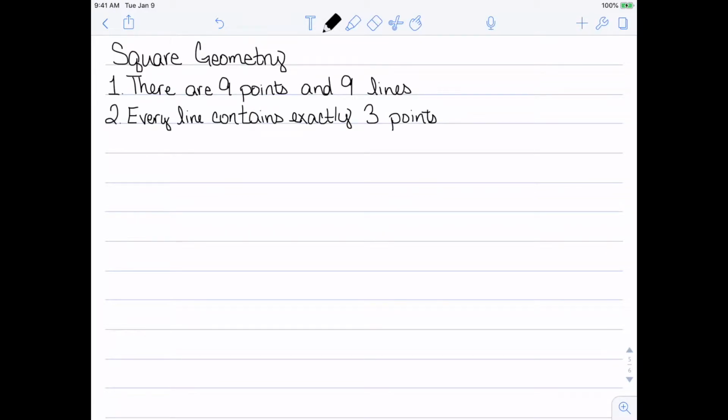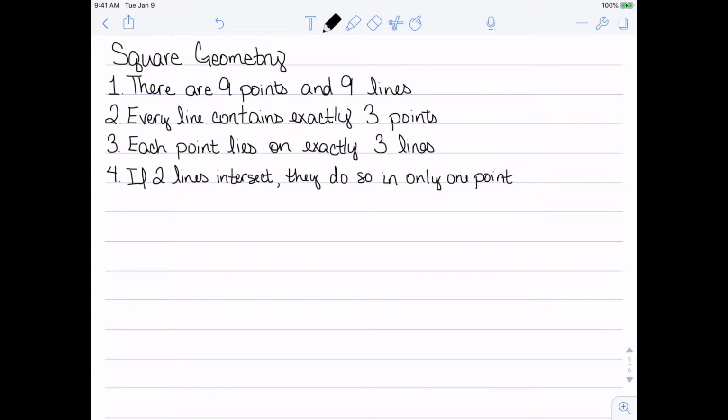And once again, we're going to have 4 conditions. The first of these is that there are 9 points and 9 lines. We want every line to contain exactly 3 points. We have that every point lies on exactly 3 lines. And then finally, if 2 lines intersect, they do so in only 1 point. So the fact that this is called the square geometry says we probably want to start with a square. We know there are 9 points, so we can arrange 9 points in a square. And the intuitive way to start might be to actually draw the square grid.